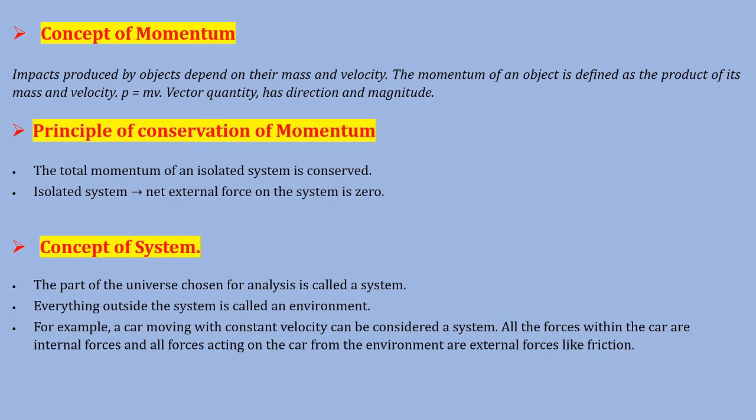Now, for your concept to be clear, I have given an example. A car moving with a constant velocity can be considered as a system. All the forces within the car are the internal forces, and all forces acting on the car from the environment are external forces, like the friction between the rubber of the tire and the road surface, the air resistance, and so on.